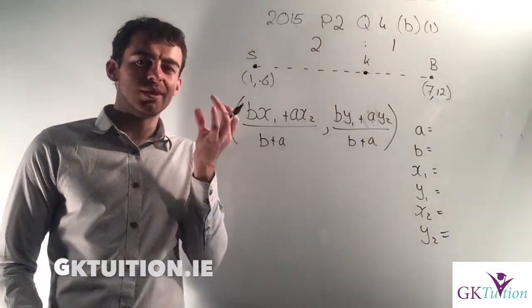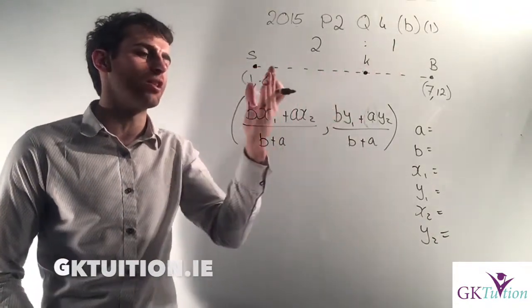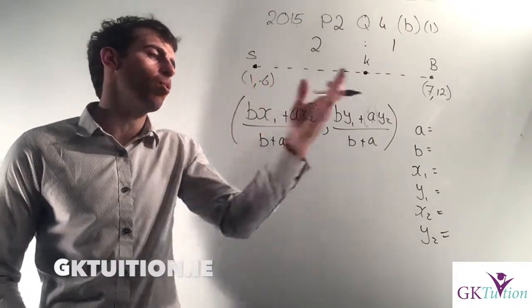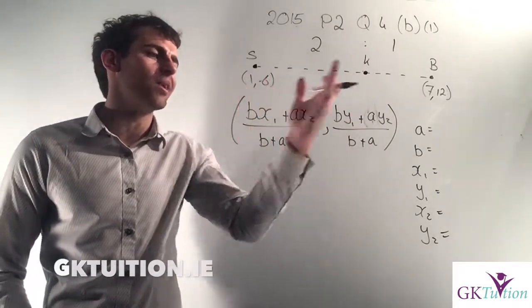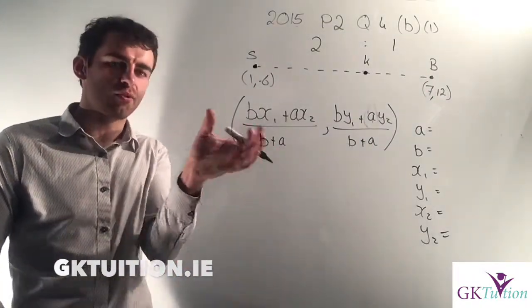Now, to be honest, probably the easiest way of finding the coordinates of K is to just do a translation. Clearly, K is 2/3 of the way to B. So 2/3 of the way from 1 to 7, 2/3 of the way from minus 6 to 12. However, the most reproducible way of doing it is to use our ratio formula.